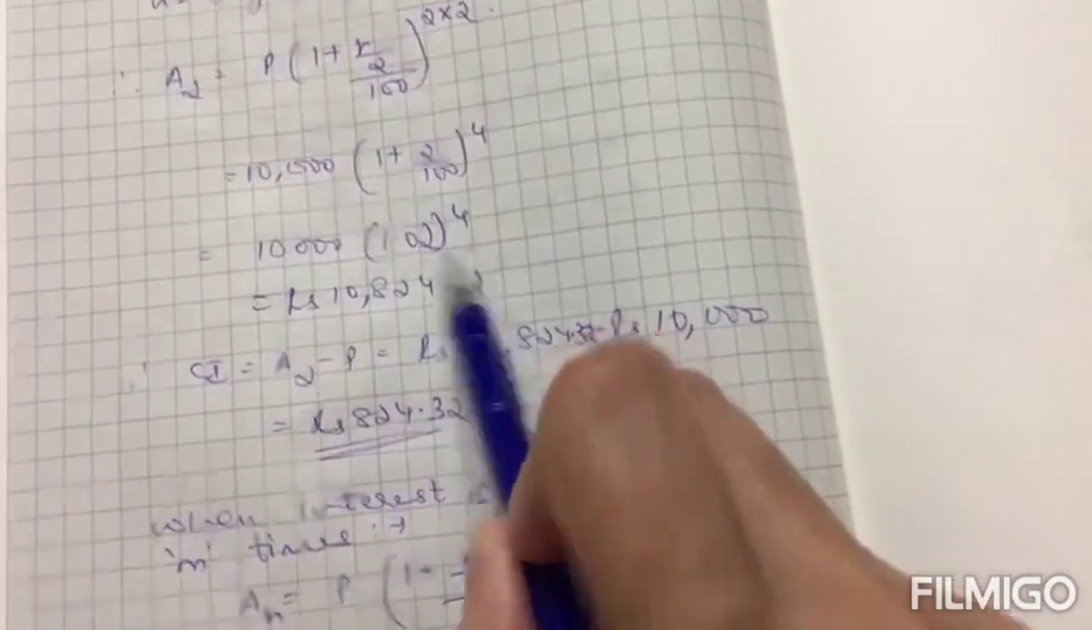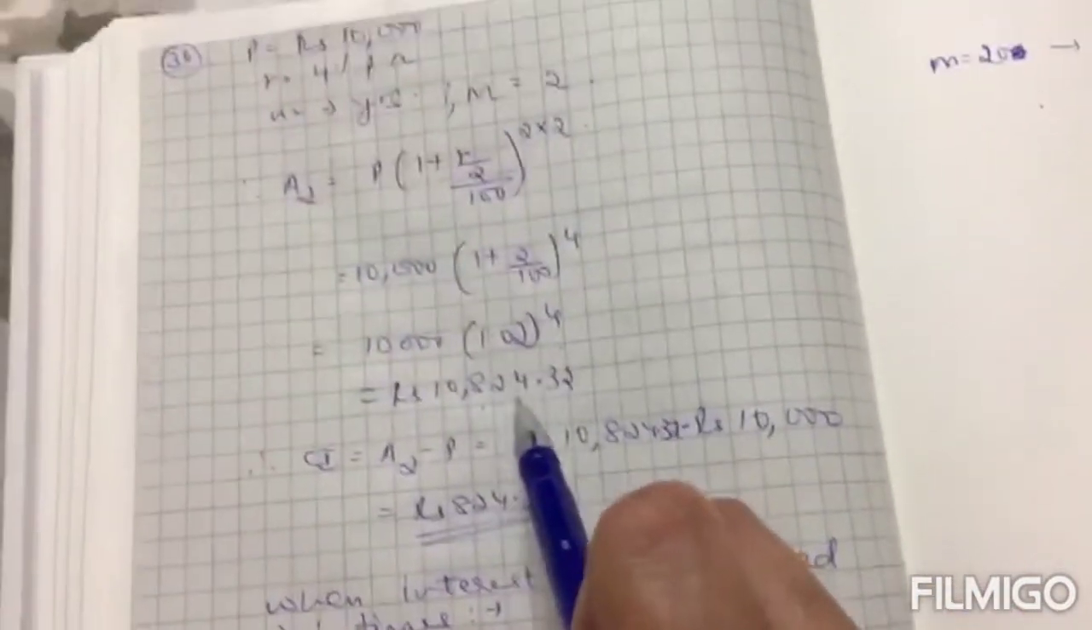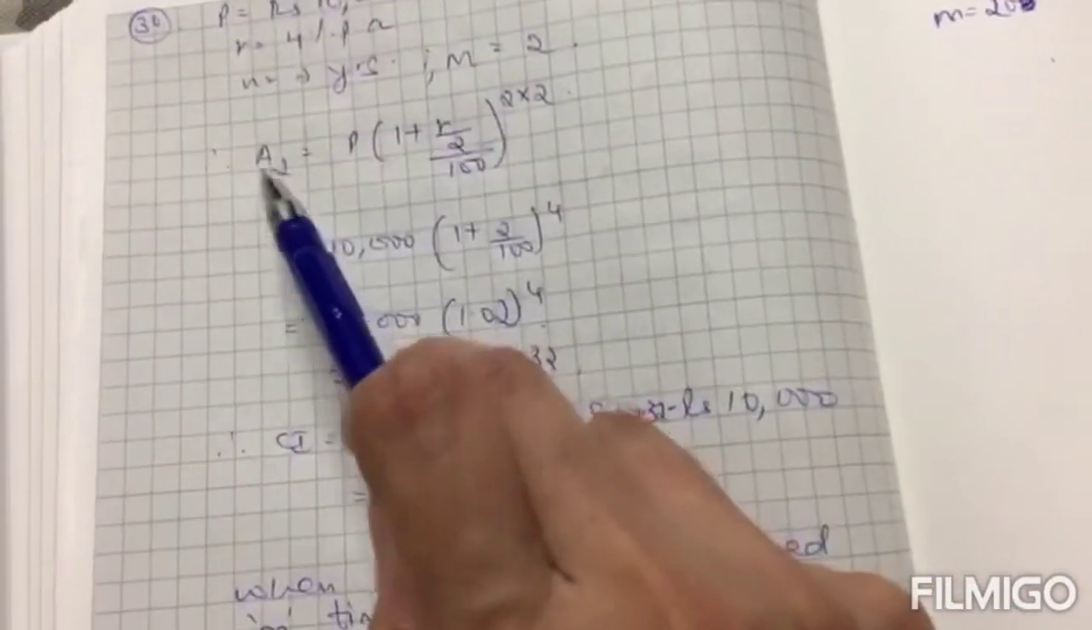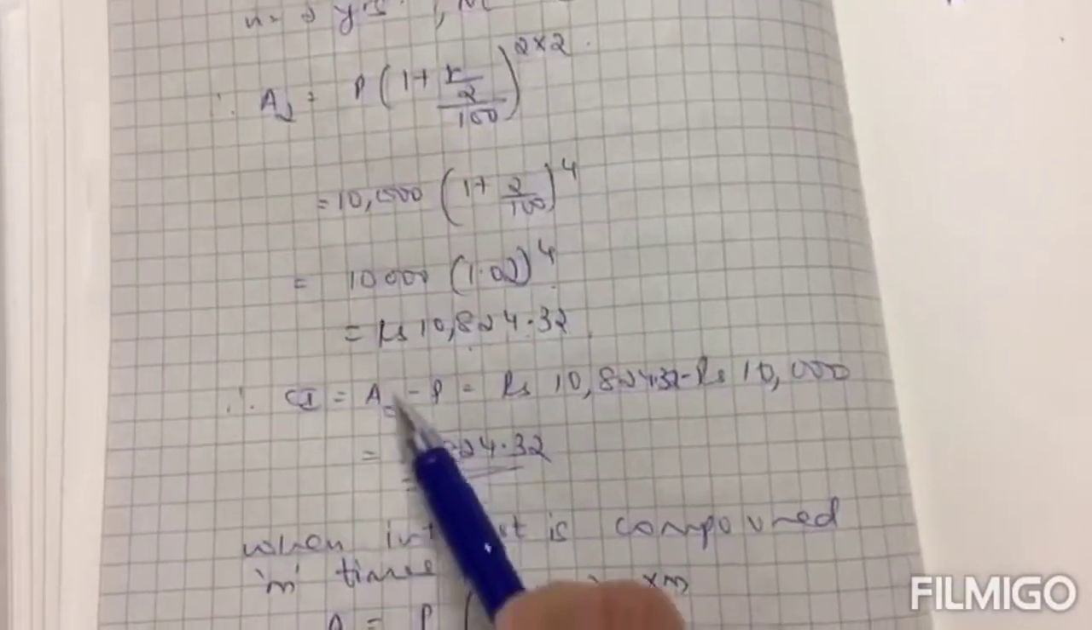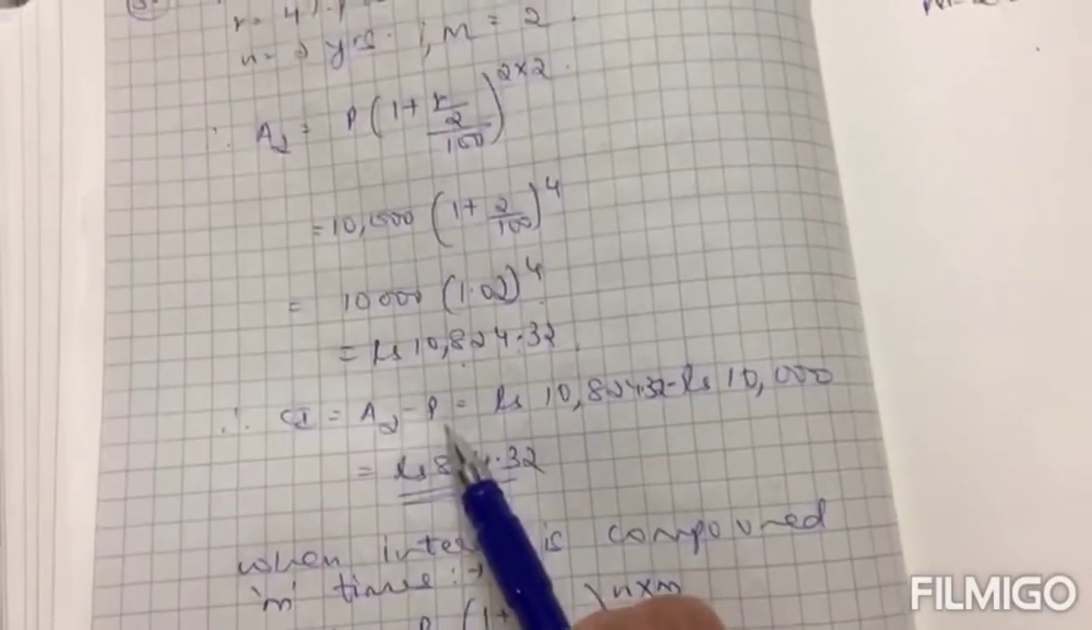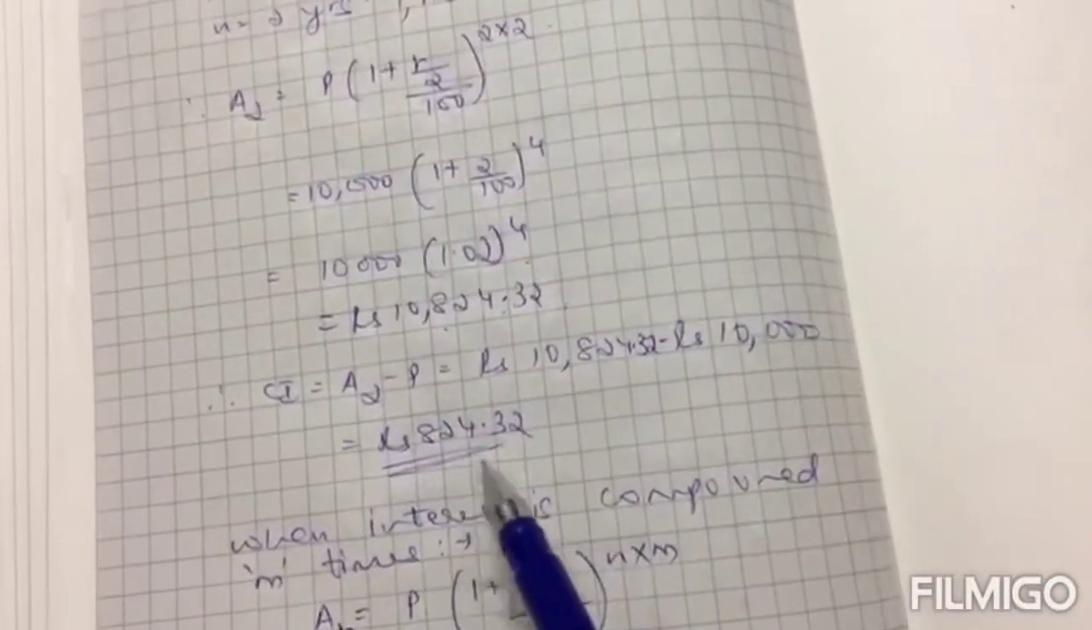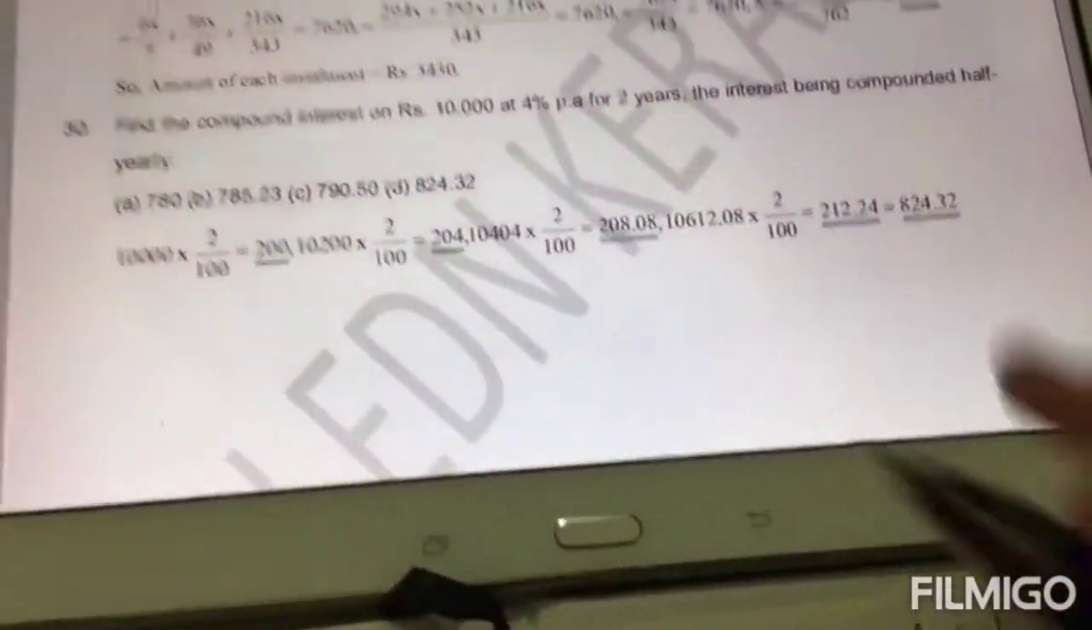When you expand it, you will get rupees 10,824.32, which is the amount at the end of 2 years. So compound interest, we know, is the amount at the end of n years minus the original principal, which is 824.32, and that is the correct answer.